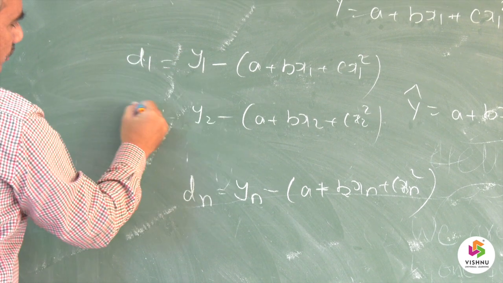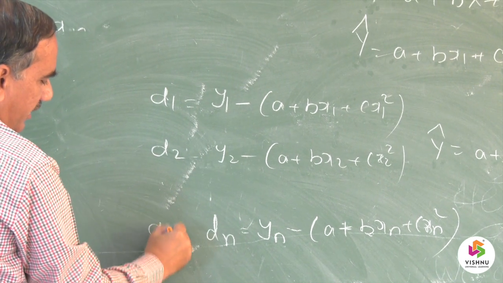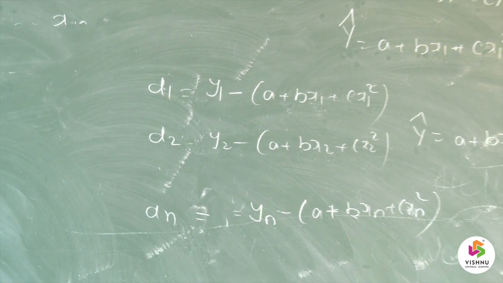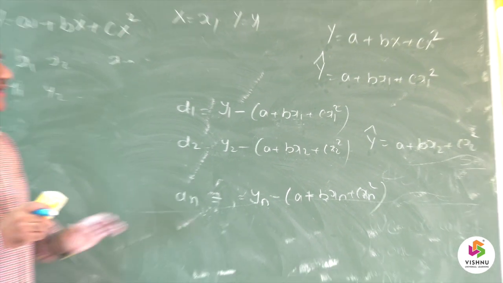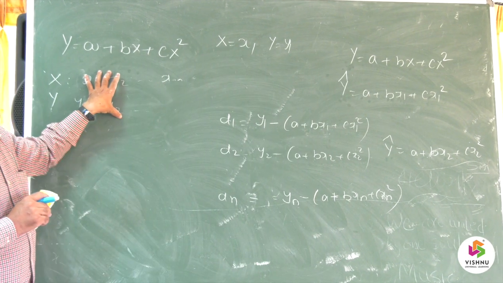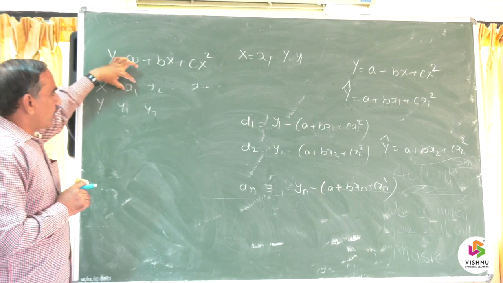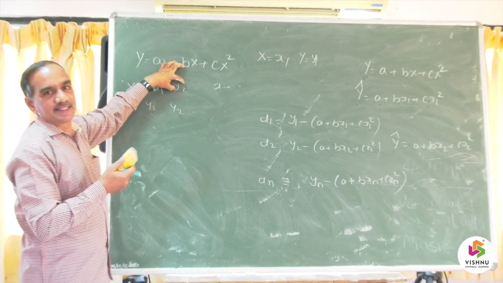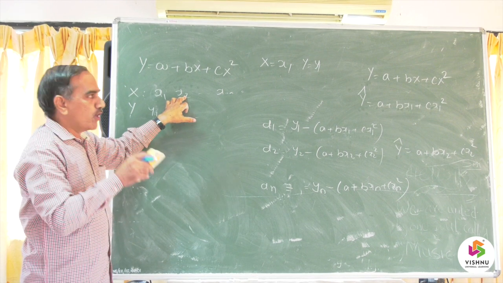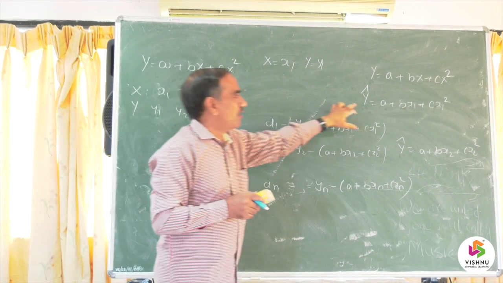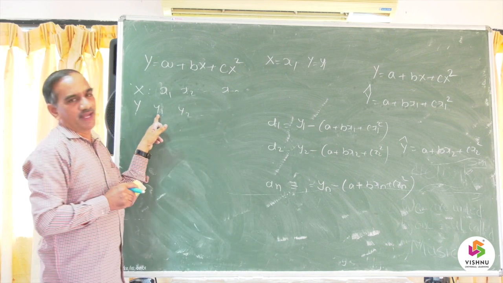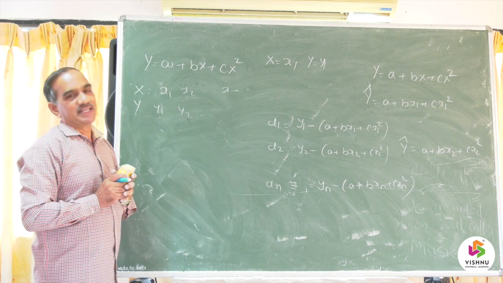d1 is equal to d2 is equal to dn. Okay, so these are the variations. First of all, we assumed that so-and-so curve is the best fit for the given data. For the next step, we want to use the value of x as a preliminary value. With the help of the x value, we want to estimate the value of y. If the estimated value lies close to the true value, then it is said to be the best fit.